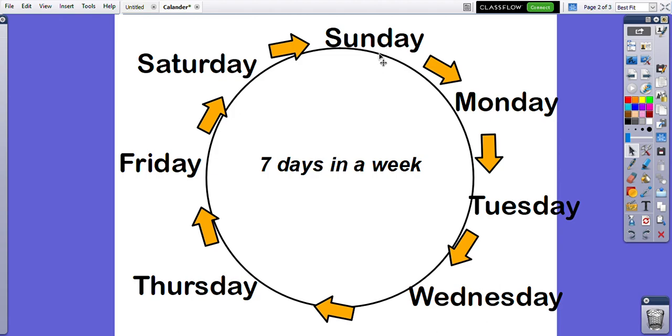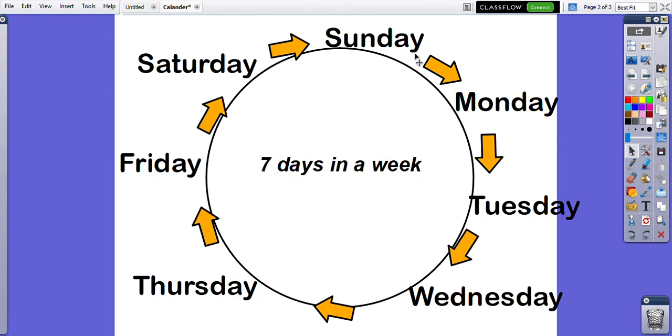Going the other way, what day was it 3 days ago? So starting at Sunday, 3 days ago, 1, 2, 3 would take us to Thursday. We could start at Thursday and go, what day was it 5 days ago? 1, 2, 3, 4, 5, and we would get to Saturday. So days after and days before on our wheel is a really handy way to help figure that out.